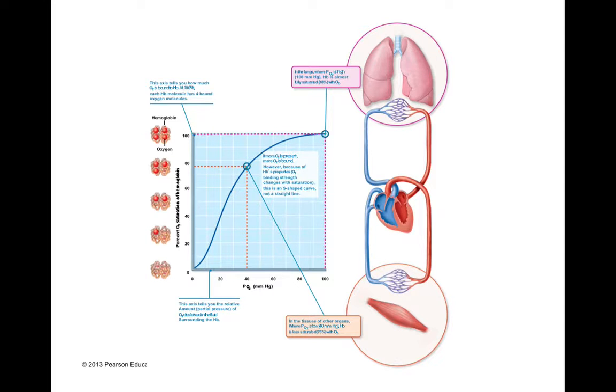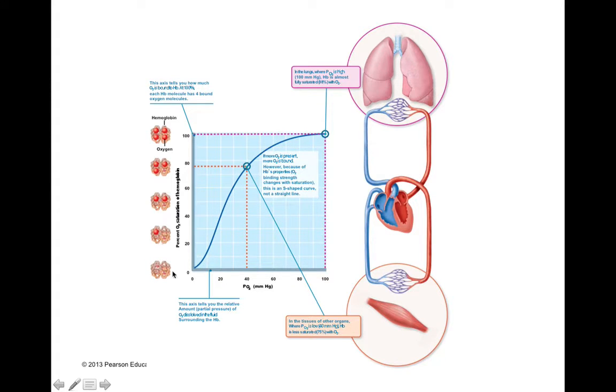Now, what this is showing is something called the oxygen-hemoglobin dissociation curve. Over here on the left, this is showing a molecule of hemoglobin, and each little red circle is supposed to represent an oxygen molecule. So we see that at its maximal level, hemoglobin can bind with 4 oxygen molecules. At its minimal level, 0.